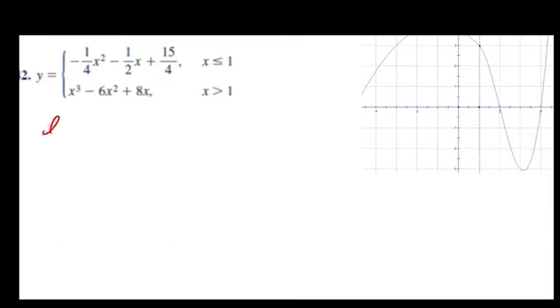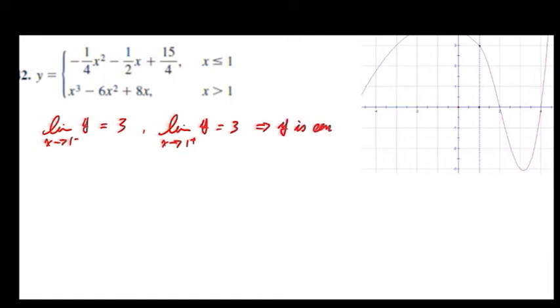So let's say limit of y as x approaches 1 from the left, and I'll do this fast, just cheat looking at the graph, is 3. And then limit of y as x approaches 1 from the right-hand side is equal to 3. Therefore, this function is continuous. It's continuous everywhere because that's the only point we have to worry about. Otherwise, polynomials are always continuous. And then we take a derivative.